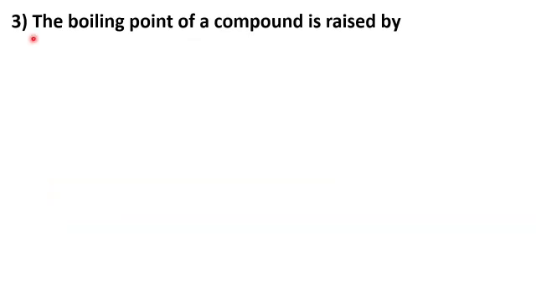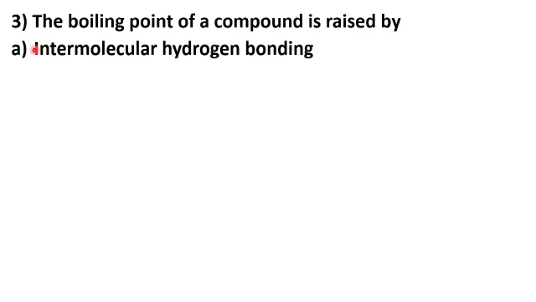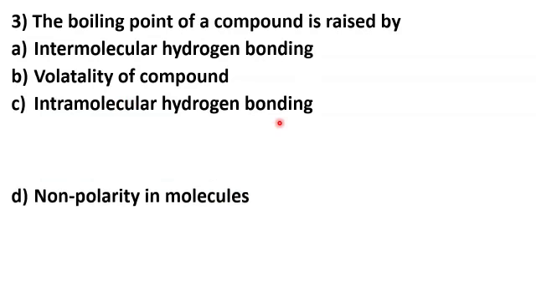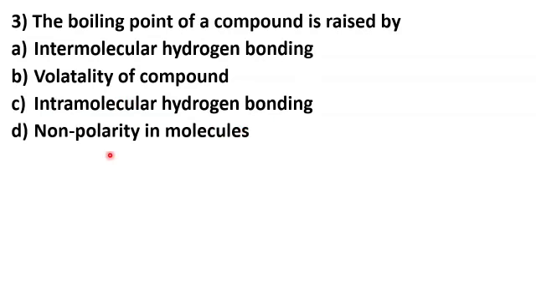Question number 3. The boiling point of a compound is raised by A. Intermolecular hydrogen bonding, option B. Volatility of compound, option C. Intramolecular hydrogen bonding and option D. Non-polarity in molecules.